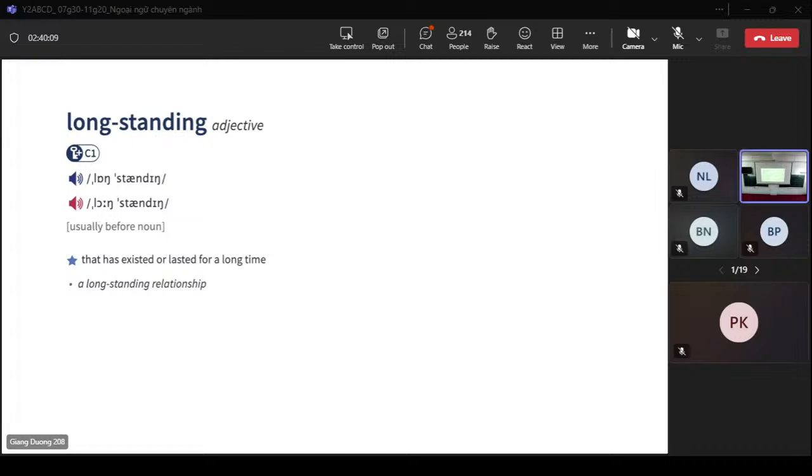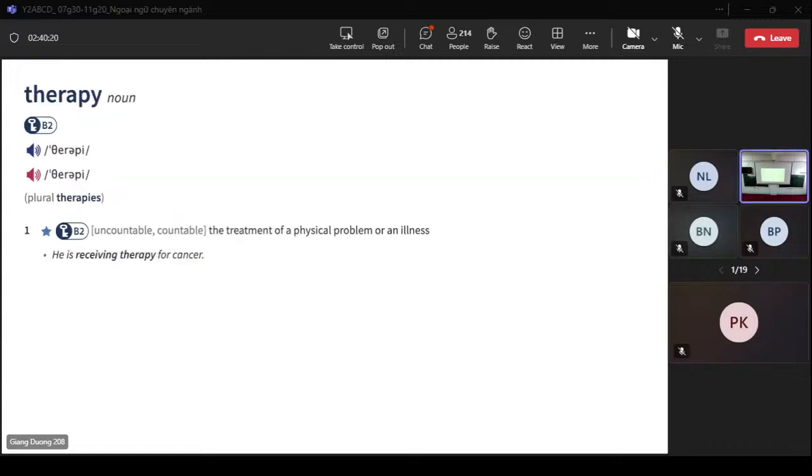I still keep in touch with my friends from primary school. That is a long-standing relationship, right? Long-standing. Therapy. Treatment is a general word. Remedy is a branch. Therapy is another branch. When we use remedy, we refer to something mentally. But when we use the word therapy, we refer to something physically.